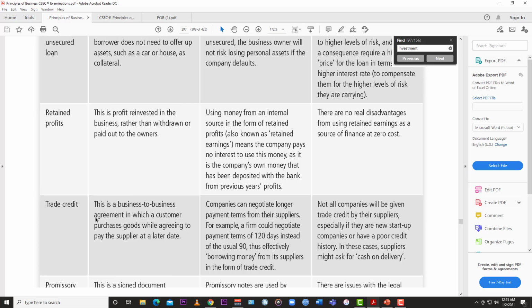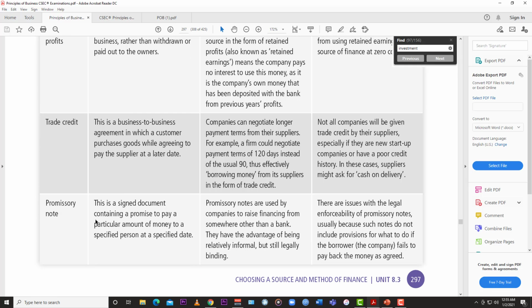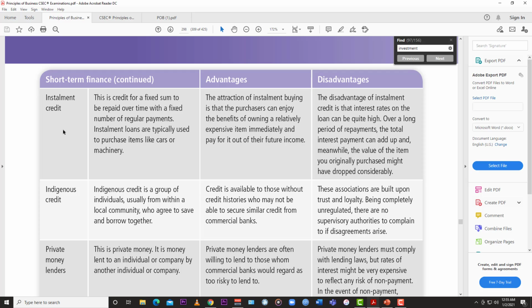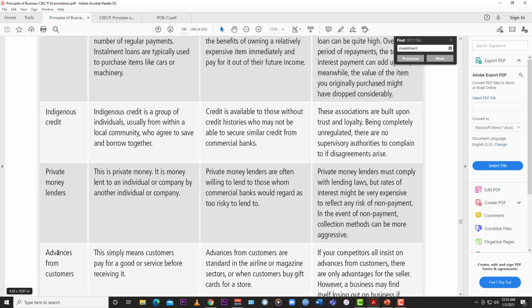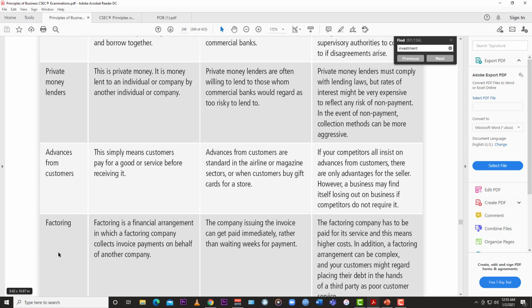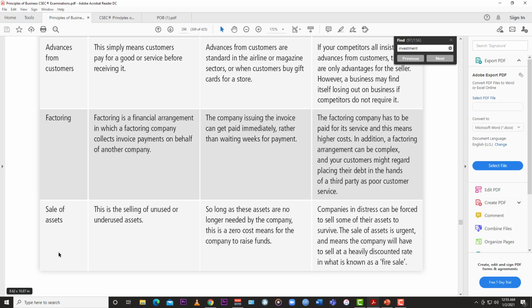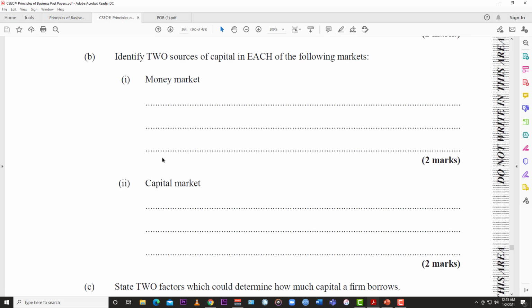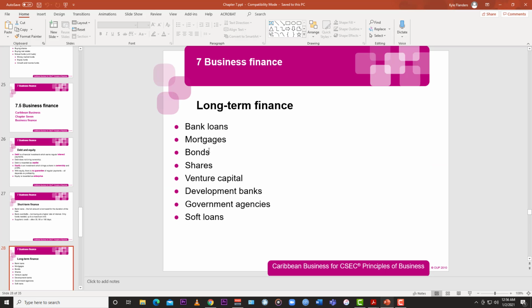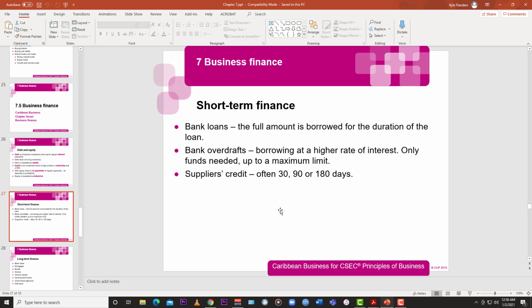Then you have trade credit and promissory notes. What else do we have here in this table? We have installment credit, indigenous credit, private money lenders, and advances from the customers. All those are examples of short-term or money market financing. So sources of capital from the money market, short-term, and we have a whole list right there. You have more examples here: bank loans, as I said, overdrafts, supplier credit. Those are examples of money market financing.